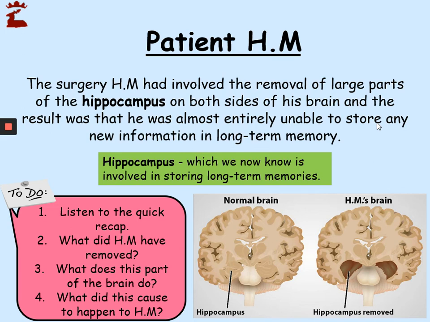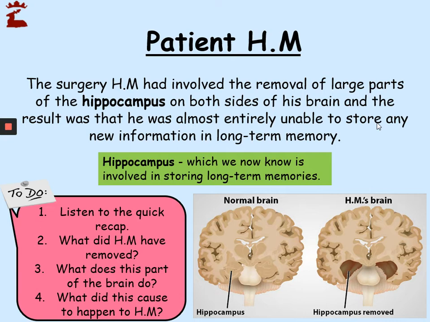Now then, patient HM, as I said previously, had brain surgery and part of his brain was removed. The part that was removed was called the hippocampus, and you have two of these, one on each side of the brain, placed at the back of the brain. When these two parts of his brain were removed, he could no longer make new long-term memories. If you have a look at the picture on the right hand side, on the left you've got a normal brain with the two hippocampi in place, and then you've got HM's brain, and you can see that the hippocampi have been removed.